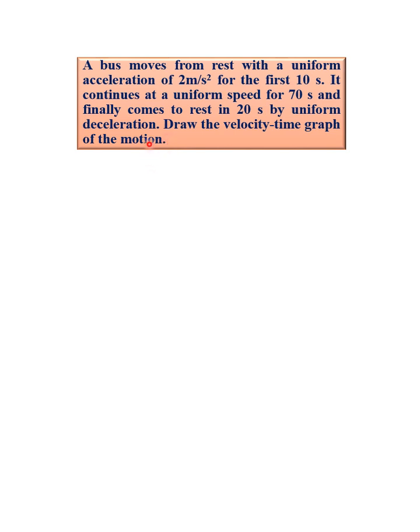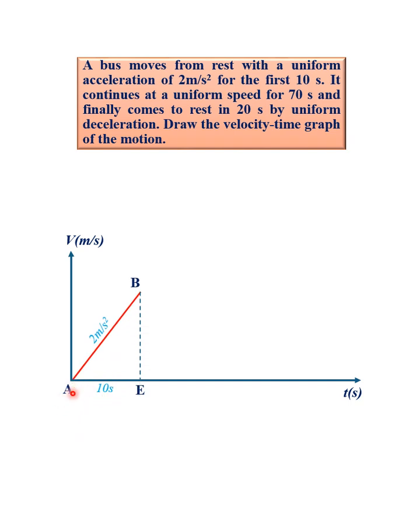So we take the question gradually. It says a bus moves from rest with a uniform acceleration of 2 meters per second square for the first 10 seconds. In velocity time graph, this is what we have as the graph: velocity on the vertical axis plotted against time on the horizontal axis. The first part of the journey is acceleration of 2 meters per second square for the first 10 seconds, beginning from rest. Beginning from rest A, it accelerates to a point B at the rate of 2 meters per second square for a time of 10 seconds. So this is a representation of the acceleration phase.